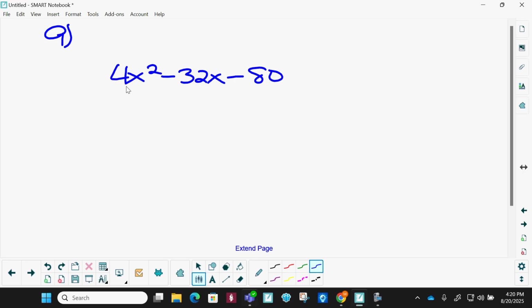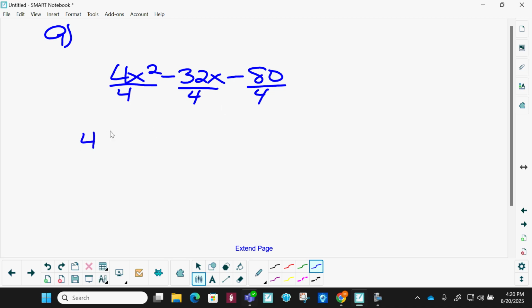Okay, and I'm going to be honest, I can at least factor out some stuff here, right? Does 4 go in 4? Obviously, yes. Does 4 go into 32? Yes. And 4 goes in here. So what I'm going to do first, before I try something crazy, factor out a 4.